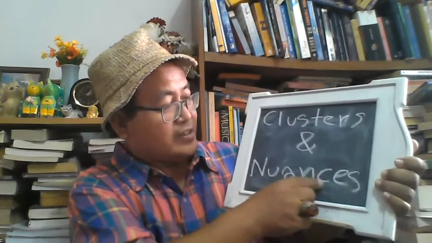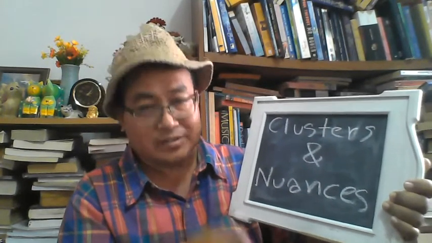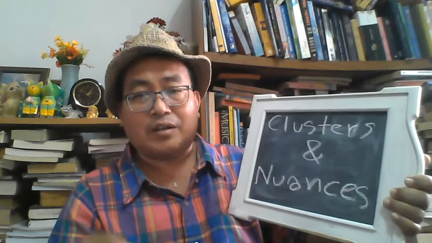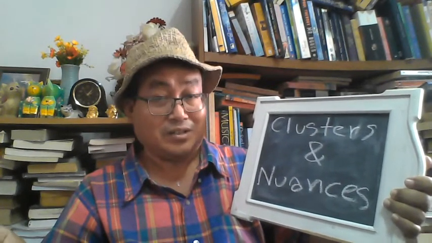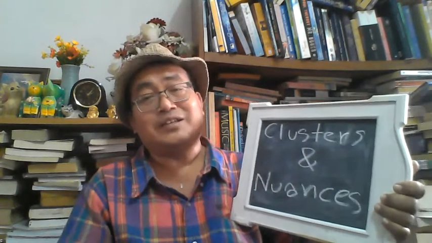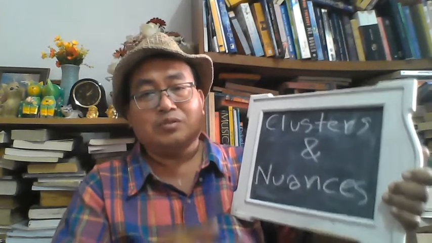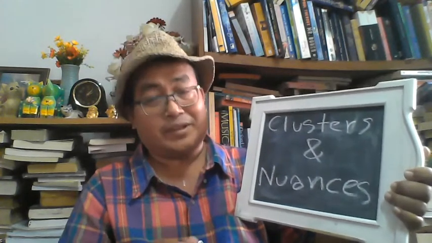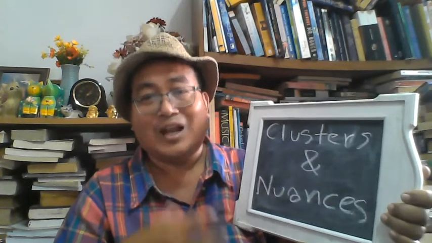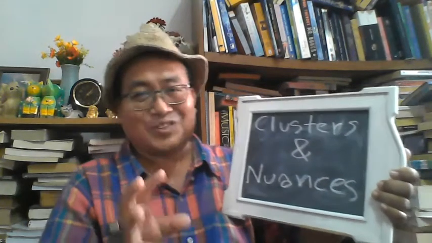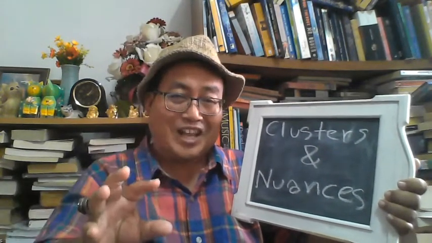So words within the same cluster can have different shades of meanings, or what we call different nuances. So a nuance is a shade of the language. Are you still with me? So actually this is a strategy for you to learn vocabulary. So what I usually do is grouping words into the same cluster.